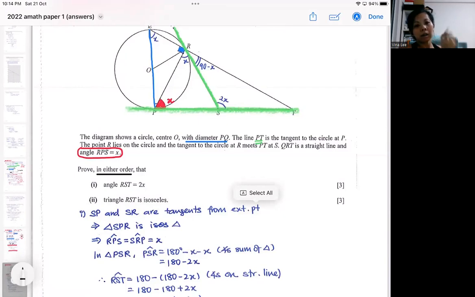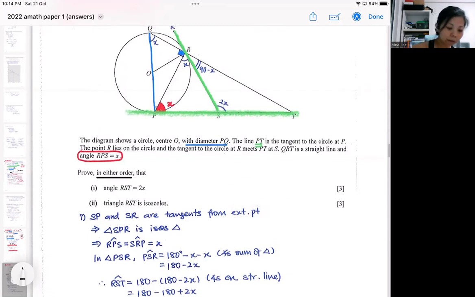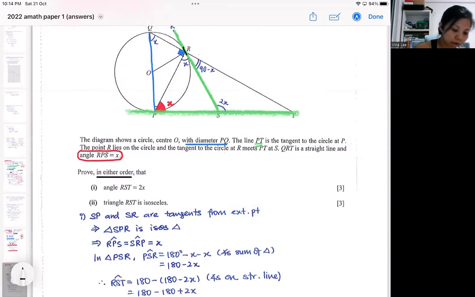However, one of the reasons why some students are stuck at part one is because they never see that it's a tangent here. They didn't see that it's a tangent from an external point. So PS and RS are actually tangents from an external point. If you look at SP, SR, they are tangents from an external point. Because of that, it's an isosceles triangle, and these two will be the base angles.